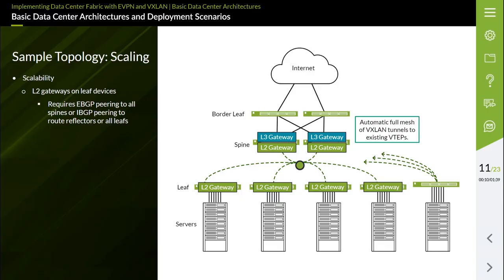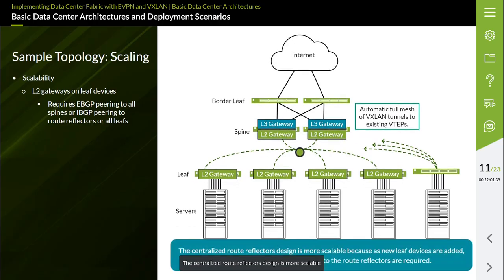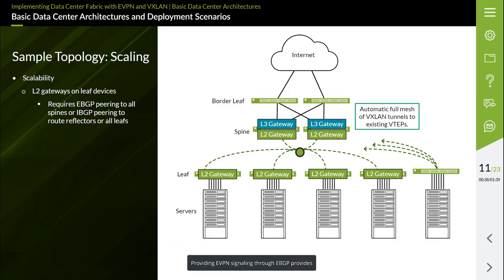If you choose to use IBGP peering, ensure you create a full mesh of all spine and leaf devices within the fabric. Alternatively, you can peer leaf devices to a centralized set of route reflectors. The centralized route reflectors design is more scalable because as new leaf devices are added, only peer sessions from the new leaf to the route reflectors are required. The alternative of a full mesh topology requires that every leaf node in the network creates an IBGP session with the newly added leaf. Providing EVPN signaling through eBGP provides higher scalability than IBGP with all the same benefits.